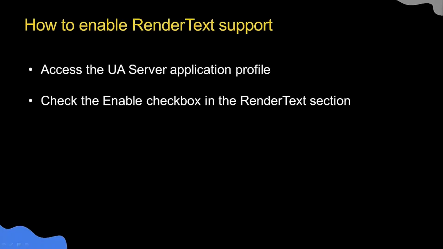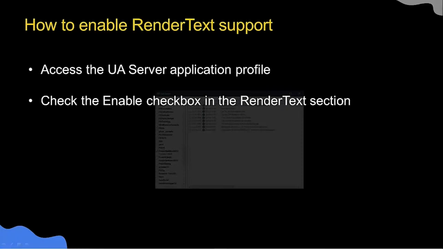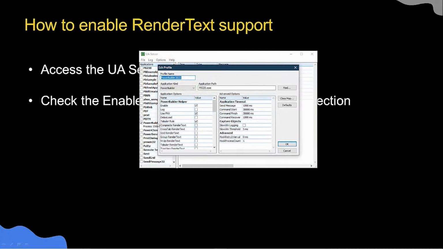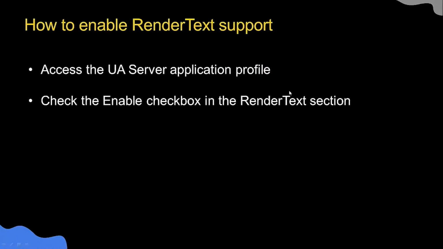So the way that we turn on this render text feature is we go to our UA server and we find our application profile. In this case, I'm going to go to my PowerBuilder 2022, and I'm going to scroll down in the application profile to the section called render text and make sure that that's checked. That enables this feature called render text. Once we do that, we can then define the ribbon.